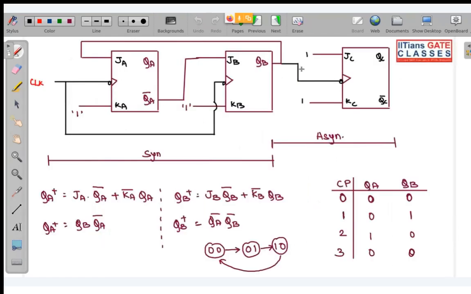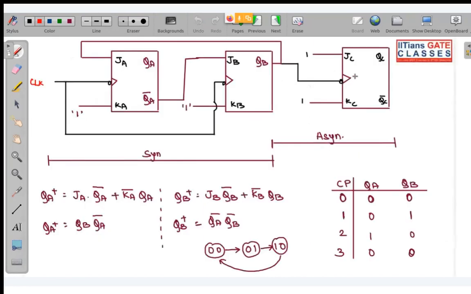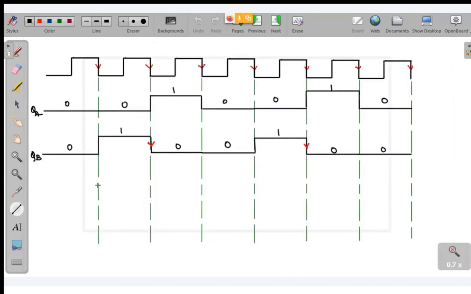Now you can see the negative edge of QB is acting as the trigger for C. So mark the negative edges. This will be the negative edge. This is one more negative edge. At all these places, the flip-flop is going to toggle. Why? Because JC and KC, both of the inputs are 1, 1. That means toggling will take place. So over here QC will toggle, and once again we will toggle over here. Continuous toggling is taking place like this.